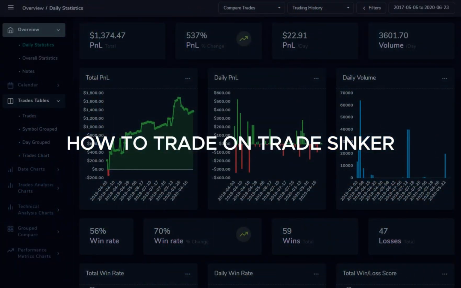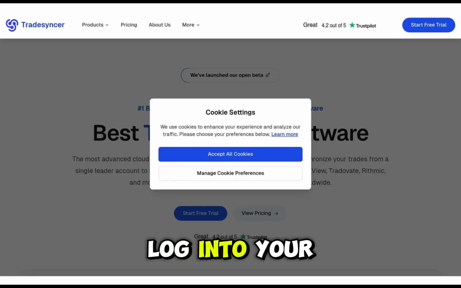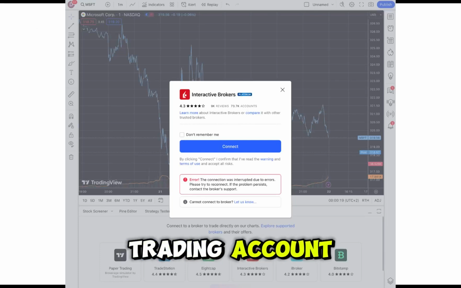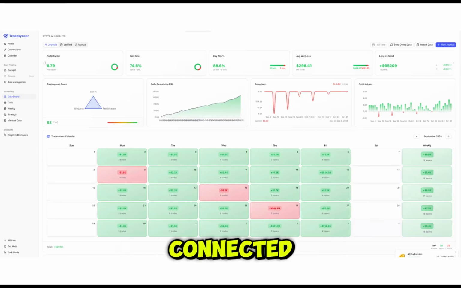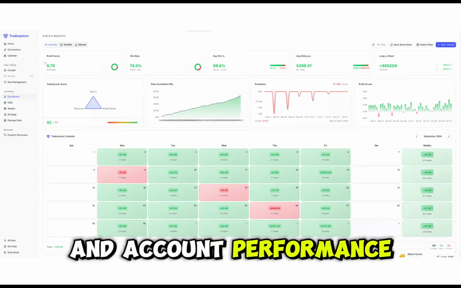How to trade on TradeSyncer. First, open the TradeSyncer website and log into your account. If you are new, sign up and connect your trading account using the supported broker or exchange. Once connected, go to the dashboard to view your synced trades and account performance.